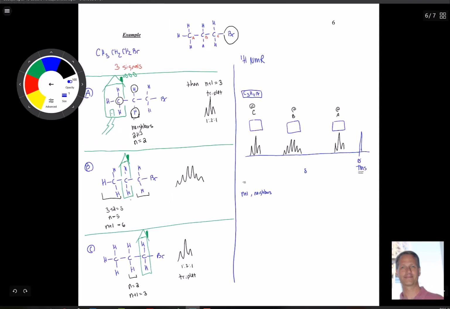So if we zoom out a little bit here and look at this, at position C, there's 2 H's. So sometimes on the NMR spectra, you'll see the number 2 written there. Okay. At position B, you have 2 H's also, right? That's position B right here. There's your C. And at position A, you have 3. Okay.